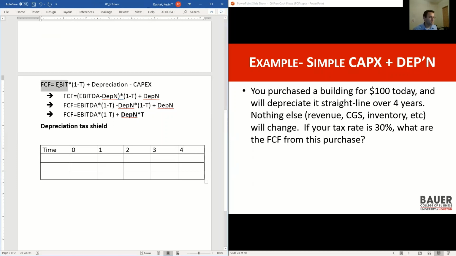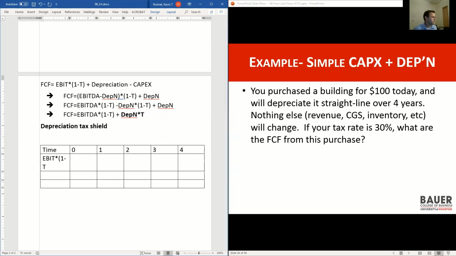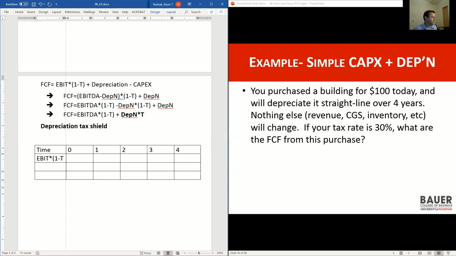We want to walk through this free cash flow equation. So first thing, 1 minus t. Well, to keep things simple, we said that there's no EBIT, right? There's no profit. So there's no revenue or anything from this building. But we will come back to EBIT. We can't get rid of EBIT exactly. So I'm just going to leave EBIT by itself, and then just to make things super simple, we'll calculate EBIT times 1 minus t next.